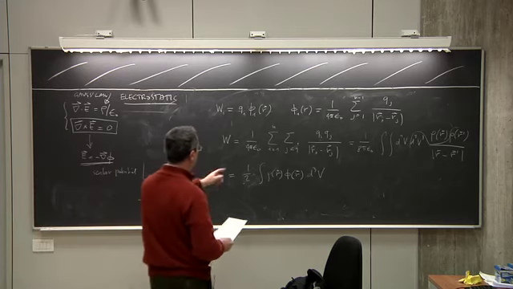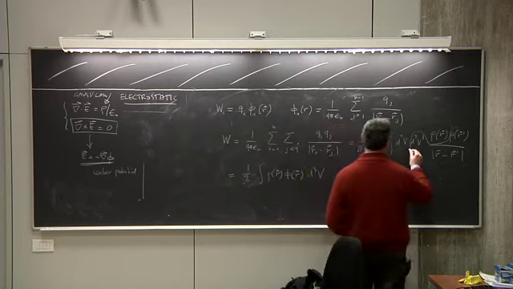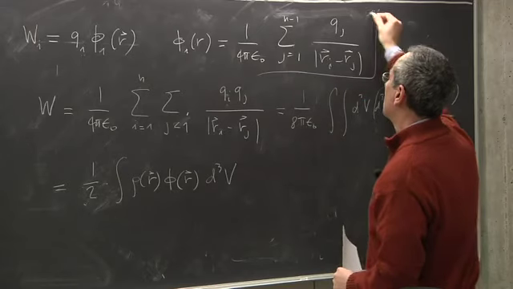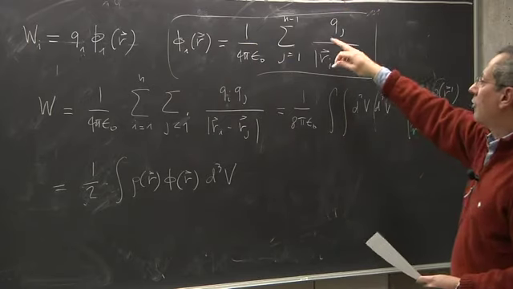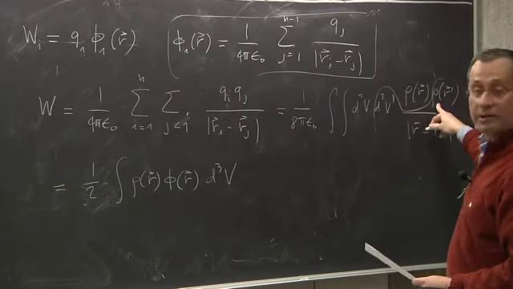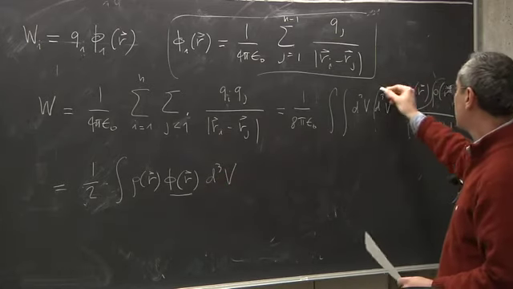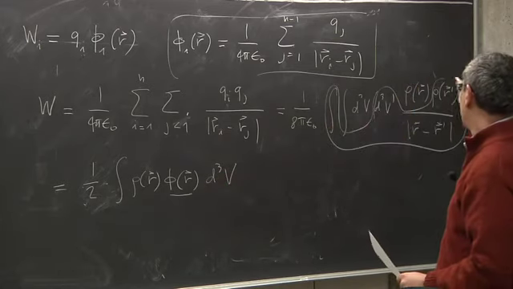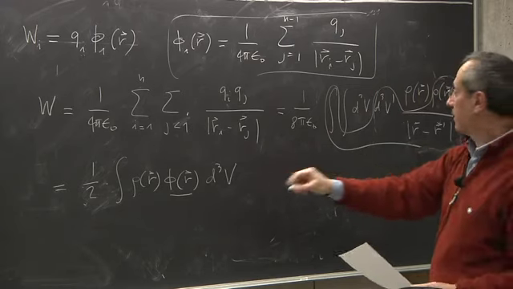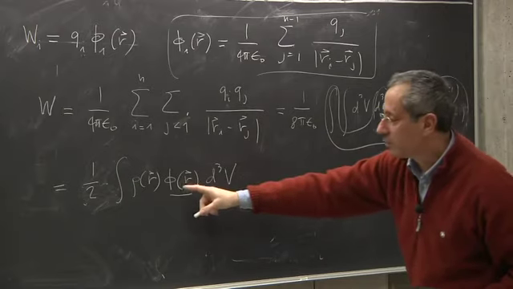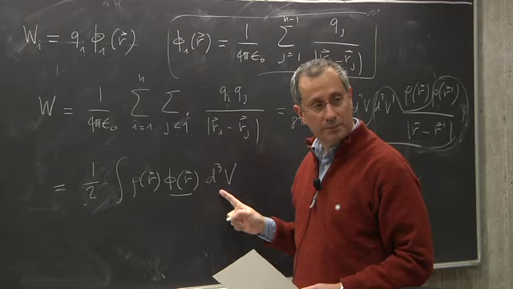Which one? This or this? This one. You see, this is the potential at the point r. So if I rewrite this in terms of the charge density, this is exactly what I call the potential. So I can rewrite this part of the integral, and this one too, exactly as the potential. Then I just have to do the remaining integral over the volume V.